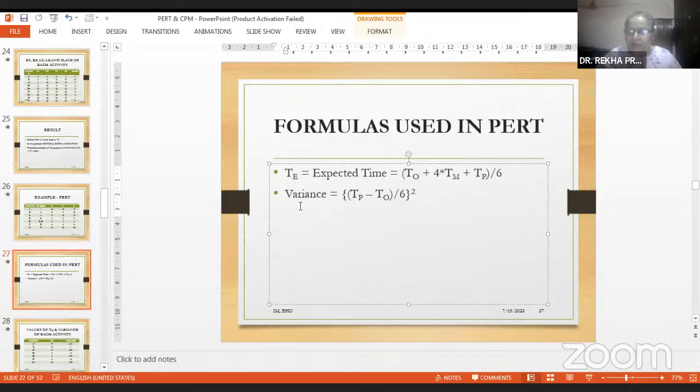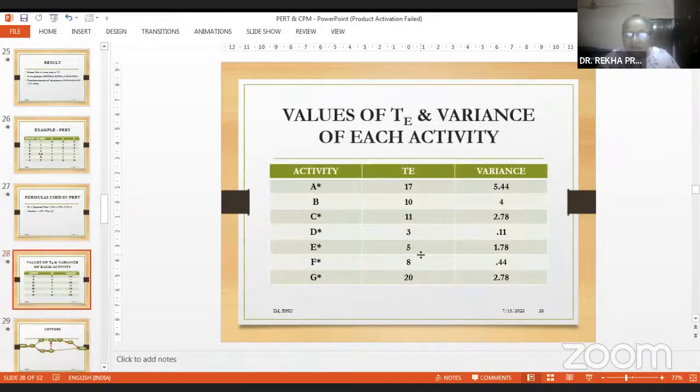And variance, because this is something which is not deterministic. It is probabilistic. That means there is some variance. Something can go wrong, something might not go wrong. So the difference between TP and TO divided by 6, to the power square. Variance is the square of the standard deviation. So this is the formula we use for expected time. Over here I have calculated the variance and expected time of each activity.